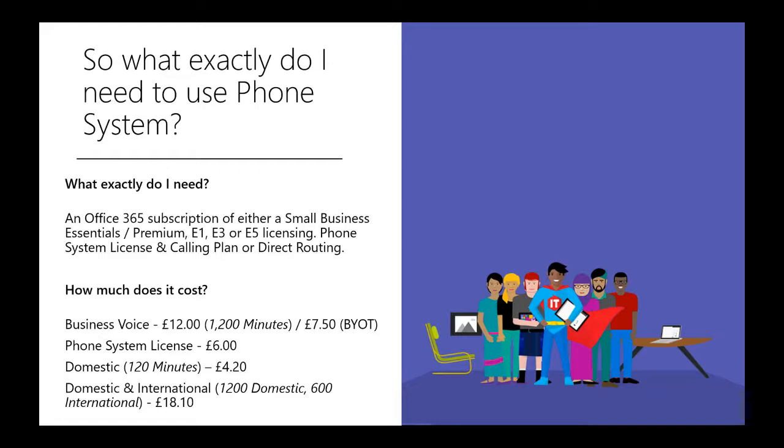And then we're going to move on to calling plans and direct routing in a moment. But then you've got calling plans on top. So think of the Phone System license as a way of unlocking the features. Then you need to add a calling plan subscription on top. Calling plans, as I'll mention in a second, are from Microsoft, or you can use direct routing, which is what they call bring your own trunk. So you buy a SIP trunk from your existing telecom supplier or someone new.